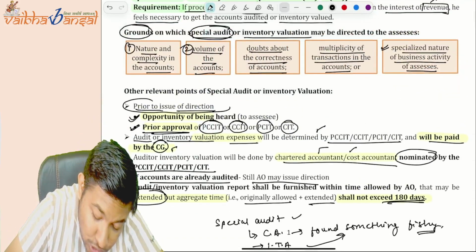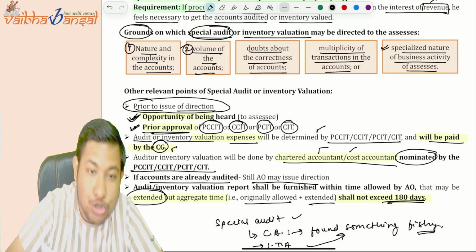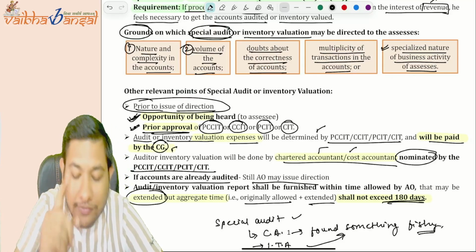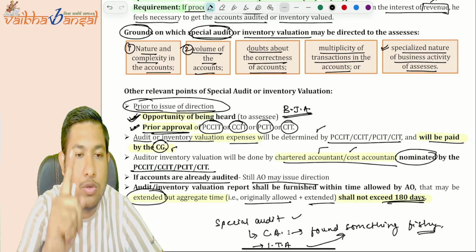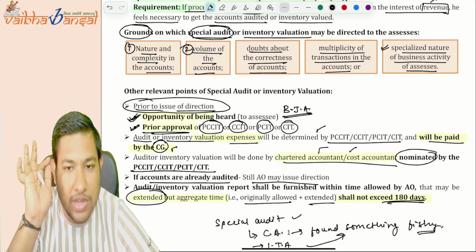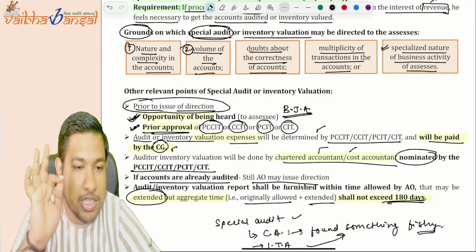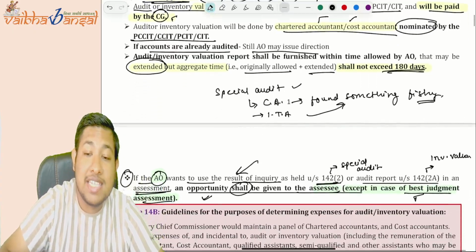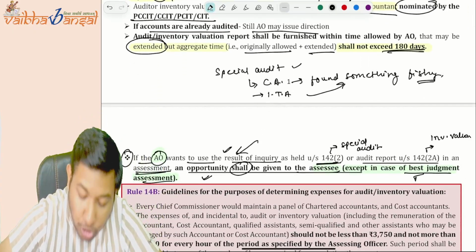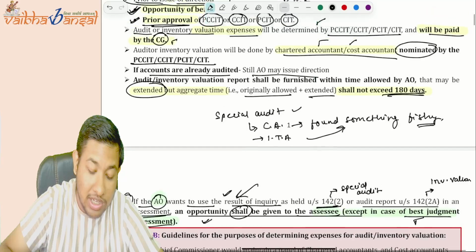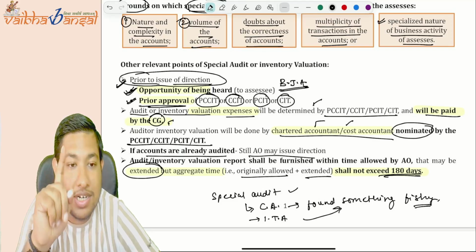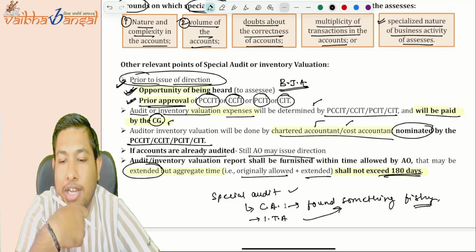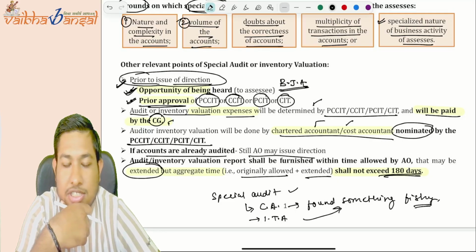But prior to the issue of directions, the opportunity of being heard definitely needs to be given, whether it is a case of best judgment assessment or not. It should be given to the assessee, whether it is a best judgment assessment or not, because the exception is given in the case of use of the result of such inquiry, not in the issuance of such directions. Understood or not? This is a tricky point. Understood? Shall I move forward?